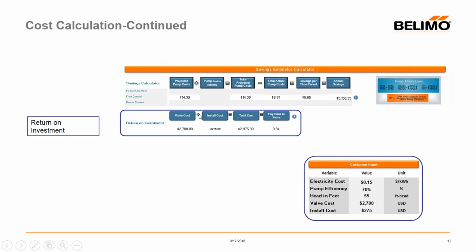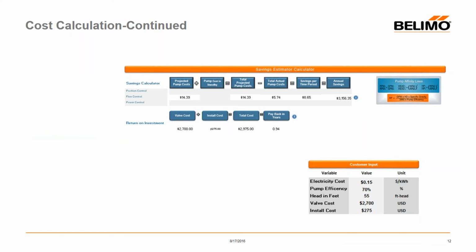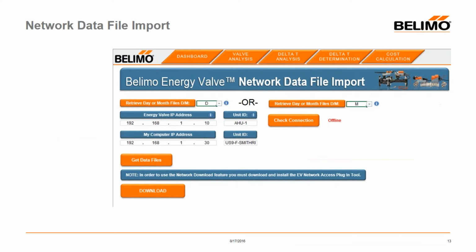And then down here we have a return on investment, which is just pretty much going to take the values that you put up in here for the cost of the valve and the installation over what the run, and this is what the payback would be in years. Again, using simple formulas, no bells and whistles, no smoke and mirrors, just basic pump affinity laws. So that's the cost calculation page.